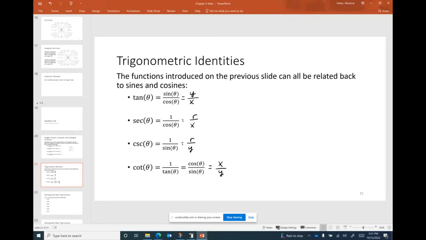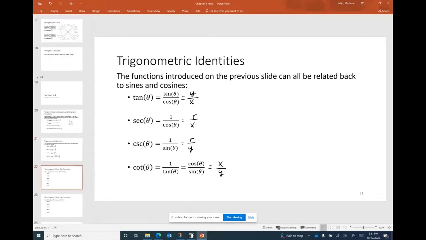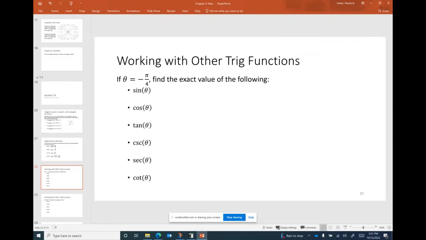All right, so we have different ways to think about these remaining trig functions. They all relate back to the sine and the cosine. Okay, so let's look at some examples of working with these trig functions. Say we have an angle, theta, and the measure of that angle is negative pi over 4. Let's see if we can find the exact value of all 6 trig functions for that angle theta.